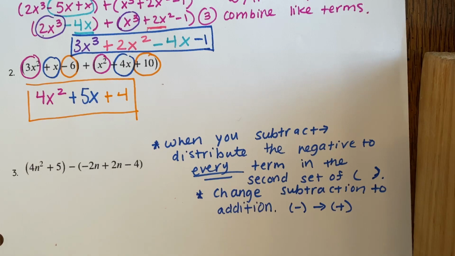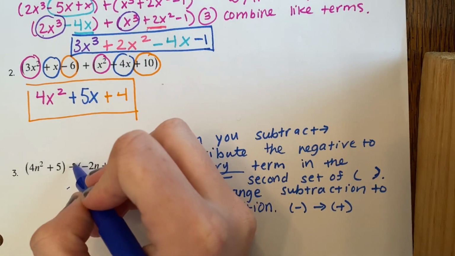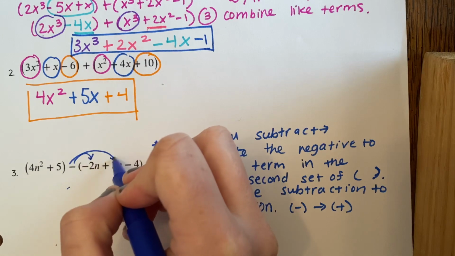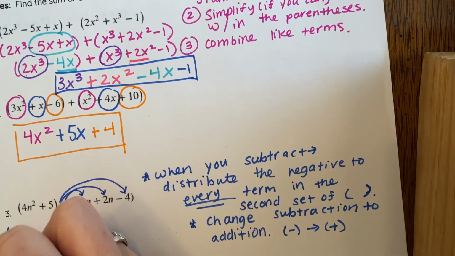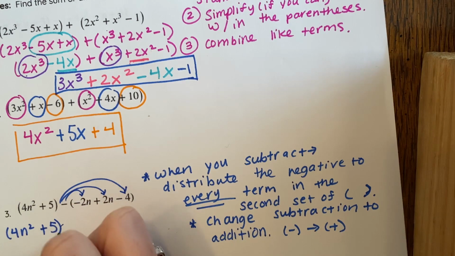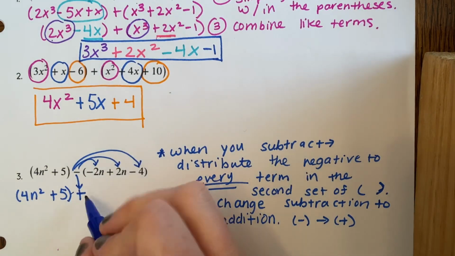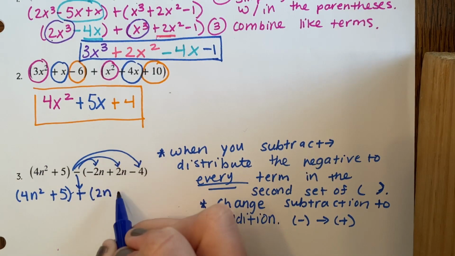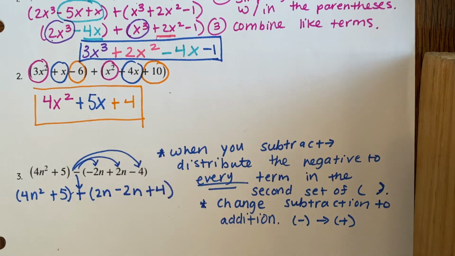So let's look at this problem here. So we have a 4n squared plus 5, and then minus a negative 2n plus n minus 4. So we're going to take this negative and distribute it in, okay? So we would have a 4n squared plus 5. This would become a plus, draw a little arrow there, plus, sorry, the paper keeps moving. And then it would become a positive 2n minus 2n plus 4, okay?